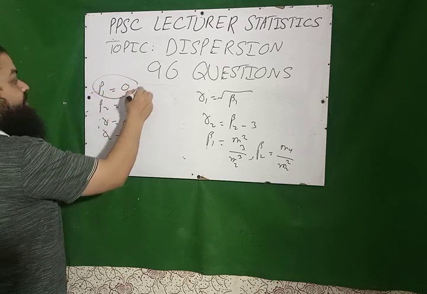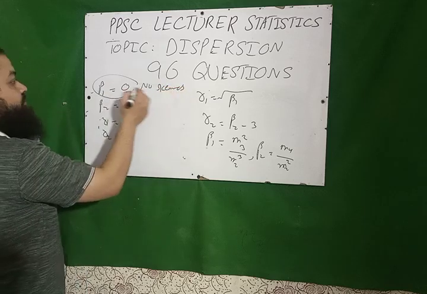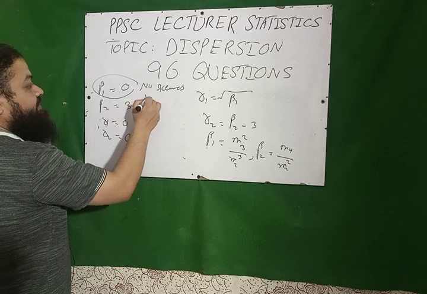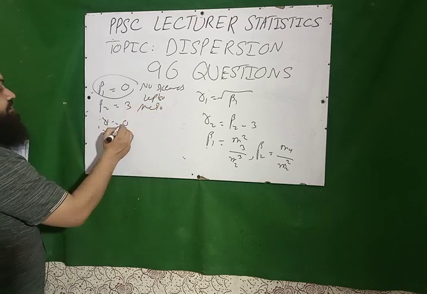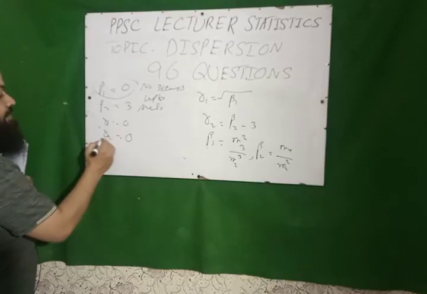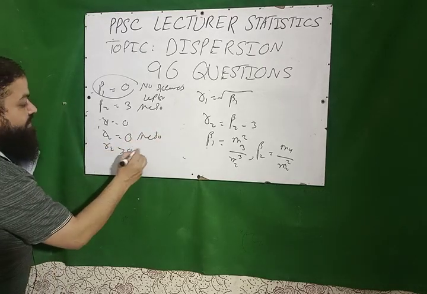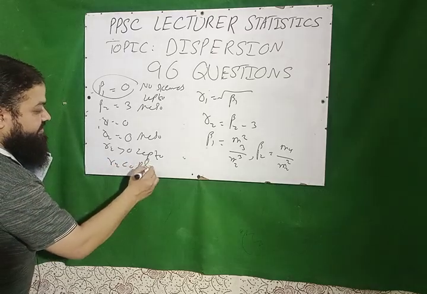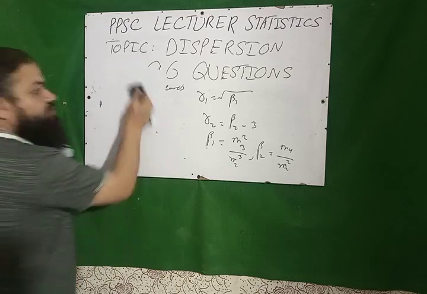If beta 1 is 0, no skewness. If beta 1 is greater than 0, positively skewed, less than 0, negatively skewed. Beta 2 greater than 3, that will be lepto. Beta 2 equal to 3, that will be meso. Gamma 1 equal to 0, no skewness, greater than 0, positively skewed, less than 0, negatively skewed. Gamma 2 is 0 means mesokurtic. Gamma 2 greater than 0, lepto. Gamma 2 less than 0, platy. All are important questions.